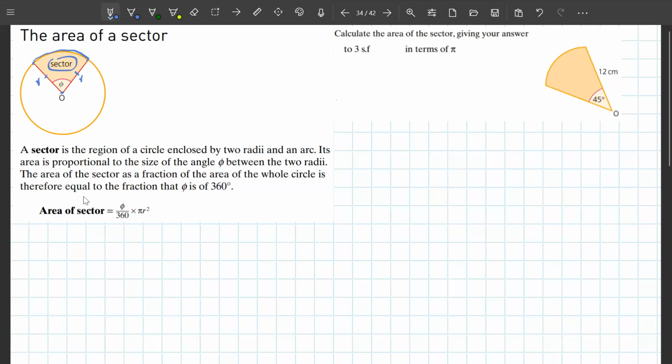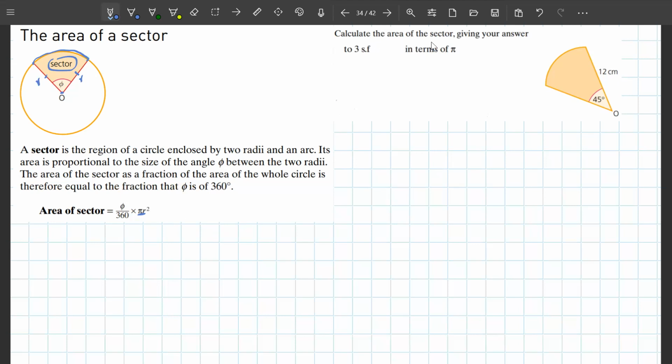Its area is proportional to the size of the angle phi, or sometimes we say theta, or sometimes x degrees, between the two radii. If the angle is bigger, the size of the sector will also be bigger, proportionally. So the formula for the area of a sector is phi over 360 multiplied by pi r squared. Pi r squared represents the area of a circle. We will apply this formula in the question.